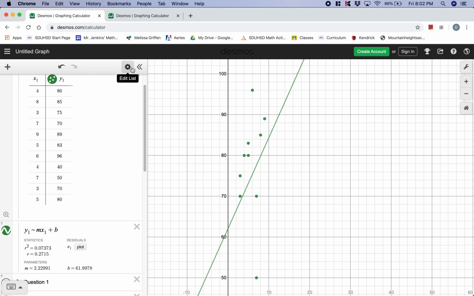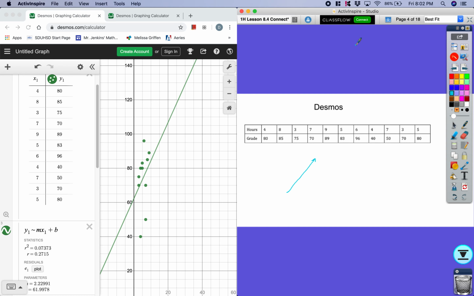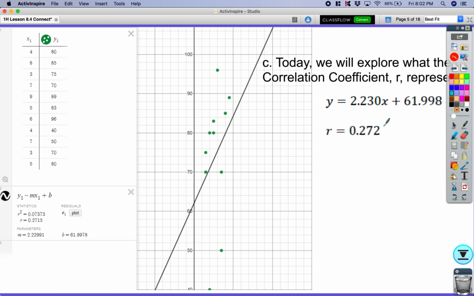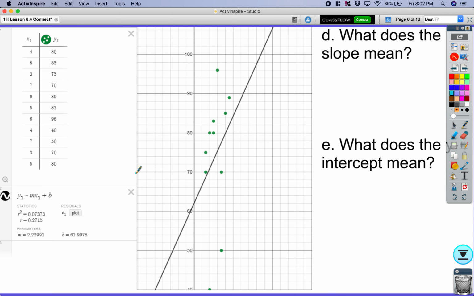So let's go ahead then and look at this with my data. You guys should have your data in front of you, and we're going to go ahead and look at this together. So I already copied and pasted that, so let's go ahead and bring this up. And it says today we're going to explore what the correlation coefficient is, what the R value is. So when we saw that, we had 0.272.